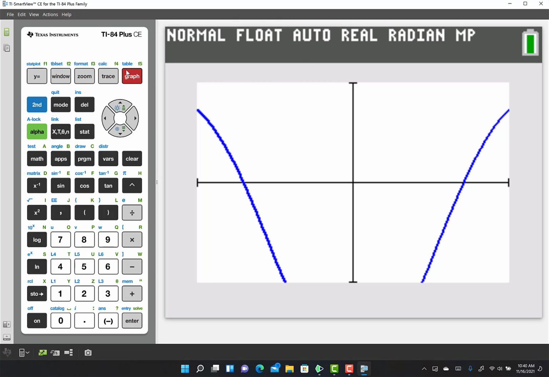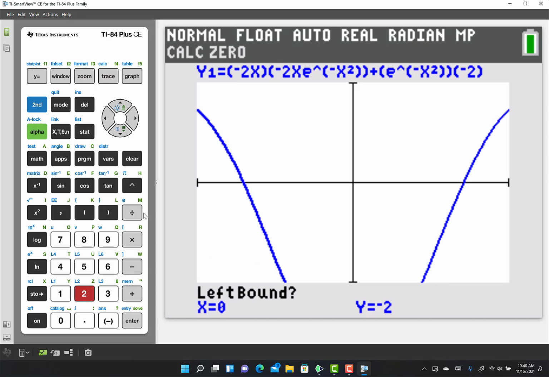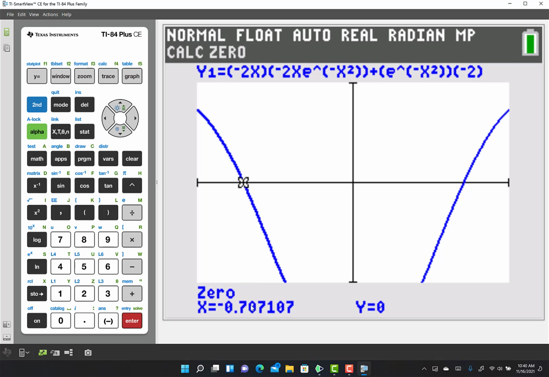I just push graph. So here we go. What is my point of inflection? Second, calculate, number 2, and it says left bound. I'm looking for my left one first. Come on, buddy. There you are. Enter. Right bound. Enter. Guess. Nope. -0.707. Oh, I'm going to do it again.